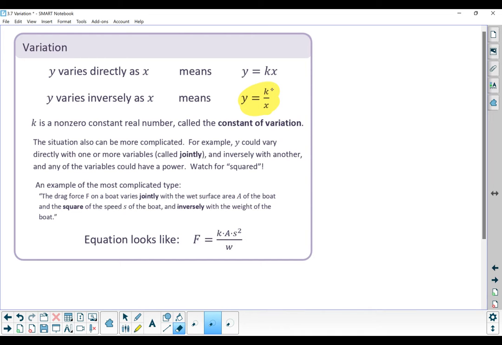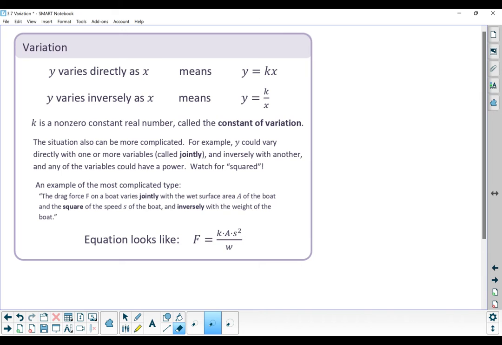These two equations up here are both pretty basic equations. They just have the three parts, the y, the x, and the constant. But the situations can be more complicated. For example, y could vary directly with one or more variables, and that's called jointly. And it could be varying inversely with another variable, and also any of the variables could have a power. So as you work with these variation problems, watch out for the word squared in your sentences.